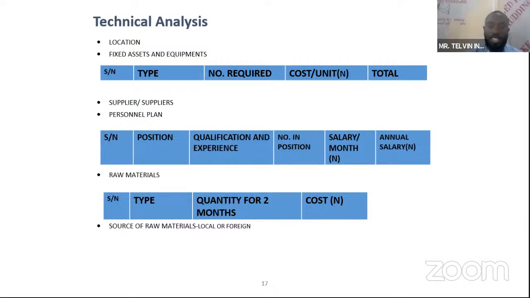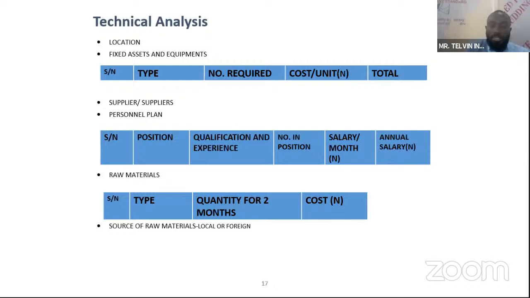If you want to render a training service, for instance, of course you know that you need a projector, a projector screen, a laptop, and a projector stand. So these form some of your fixed assets and equipment. So like in the blue line here, you are going to write the serial number. Serial number 1. The type of fixed assets and equipment that you need. What type do you need? How many? Number required. How many of them do you need?